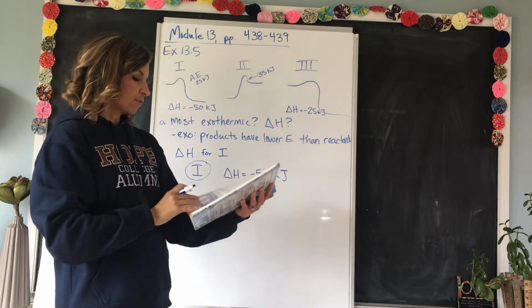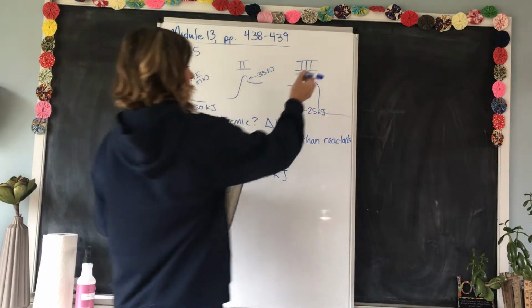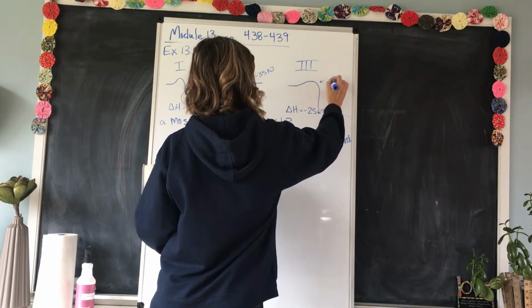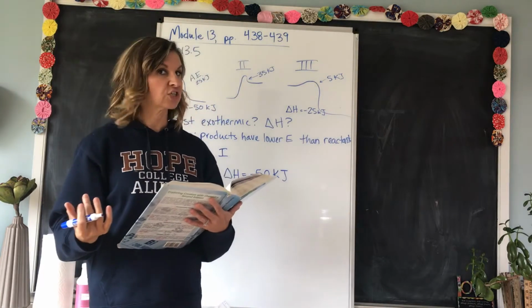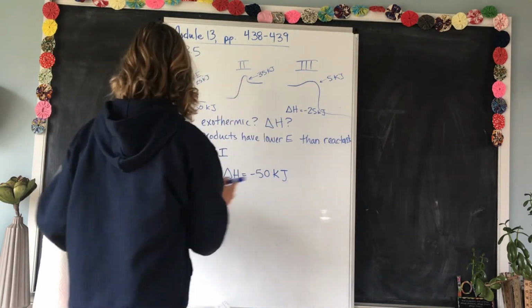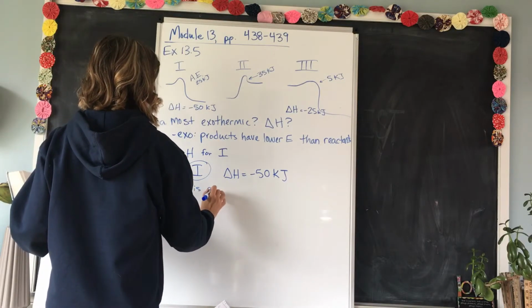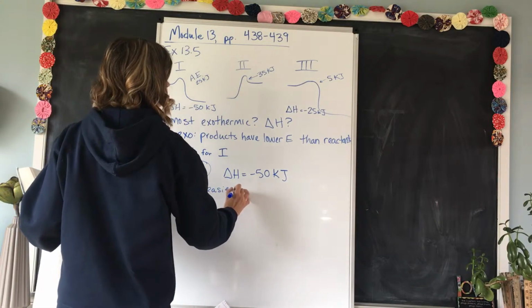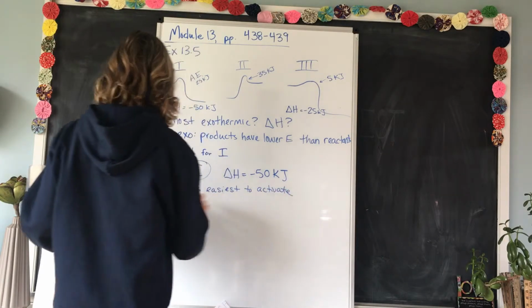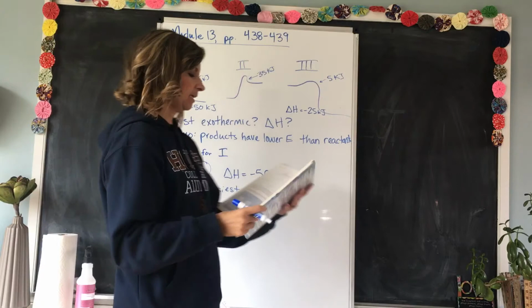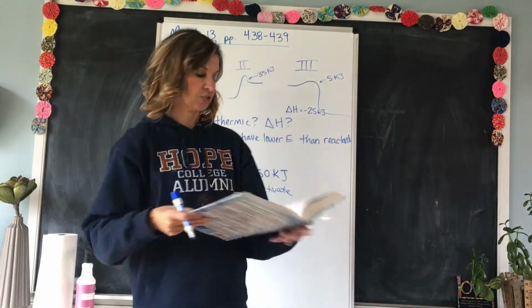And then for number 3, to get started, we had to go from 50 kilojoules to about 55. So this one, we only needed a difference of about 5 kilojoules. So the easiest reaction to get started would be reaction number 3. 3 is easiest to activate. And then, lastly, C. Which diagram represents an endothermic reaction?